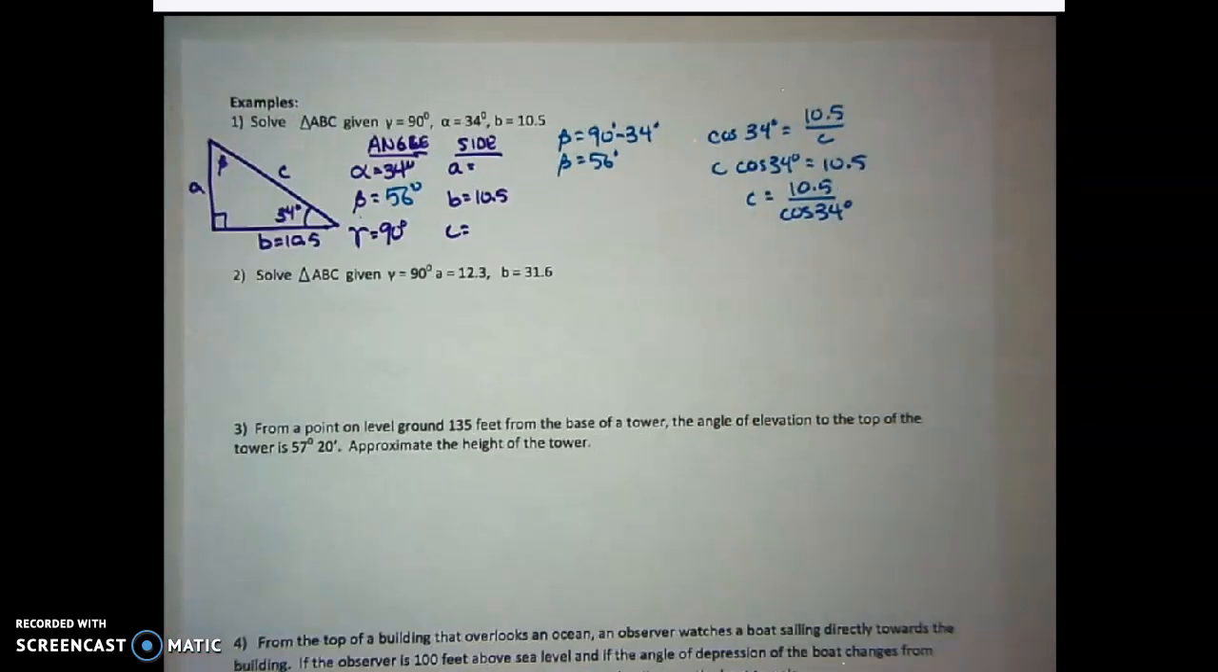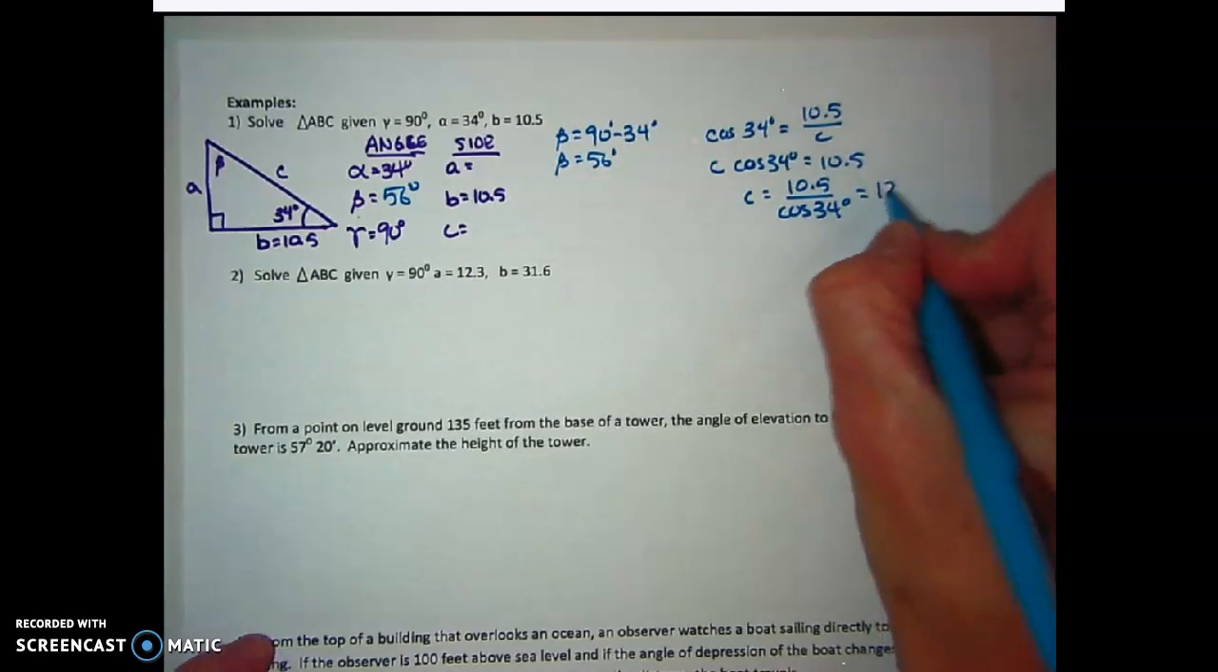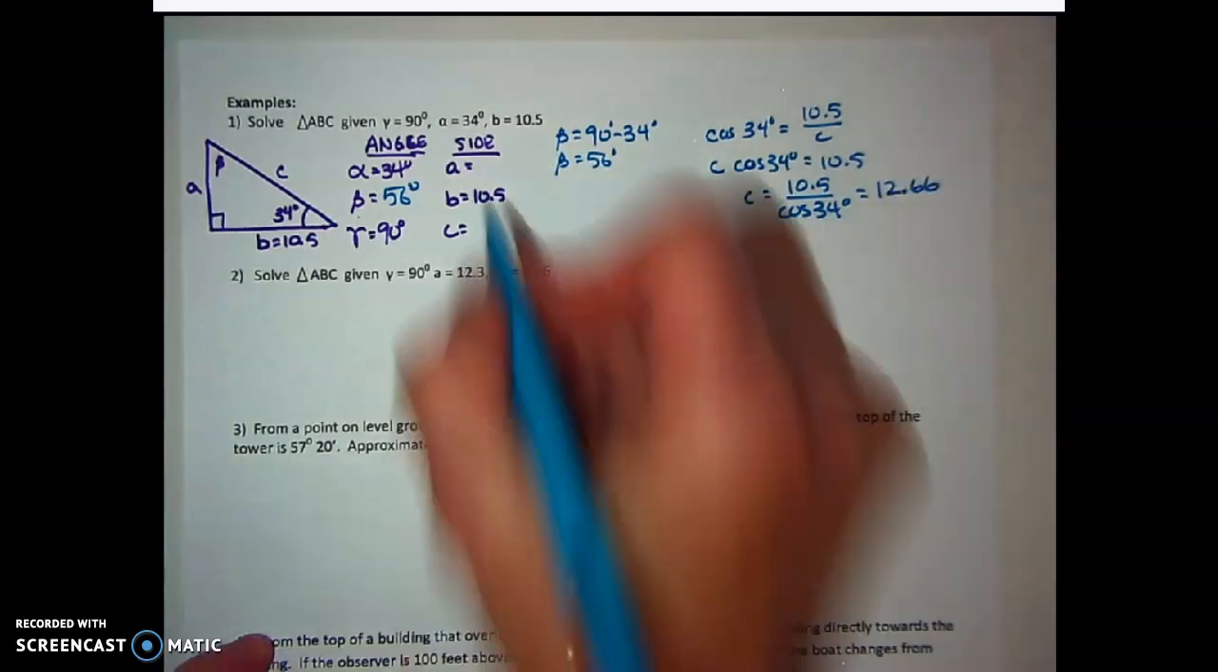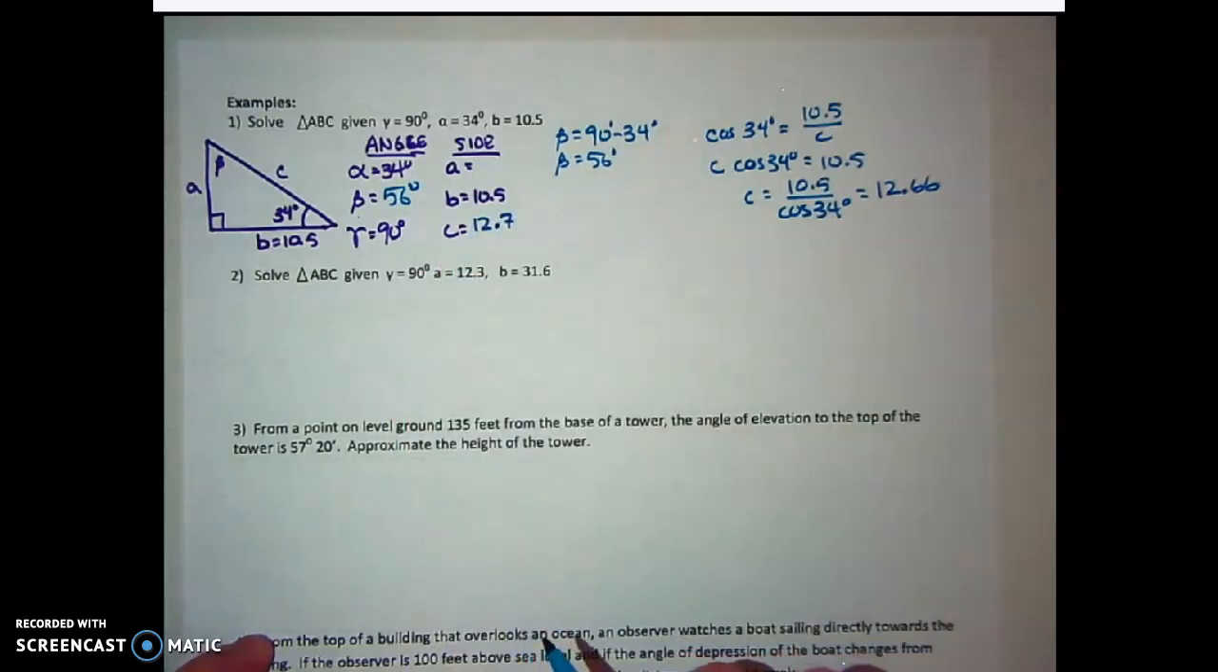I'd like you to go ahead and pause and put that into your calculator. Make sure that your calculator is in degree mode. And you should get that C is 12.66. So over here I can write we can just go 12.7. And now we notice that we have side A. Again, I don't want you to use the Pythagorean theorem, because if we would have made a mistake on our side C, then that means we're going to get side A wrong.